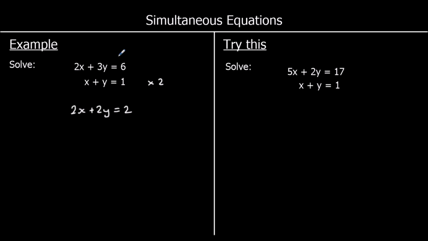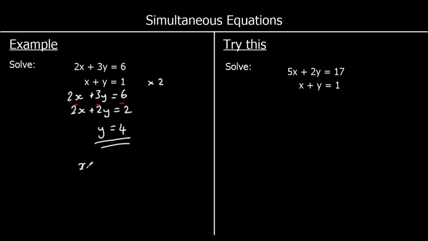And I've still got my first equation. 2x plus 3y is equal to 6. And now I can eliminate x. If I take away one equation from the other equation, I'm going to eliminate x. So 2x take away 2x is nothing. 3y take away 2y is y. And 6 take away 2 is 4. So y is equal to 4. Then I can use that to find x.